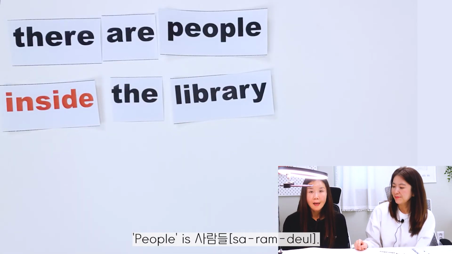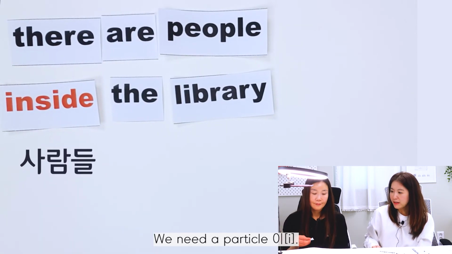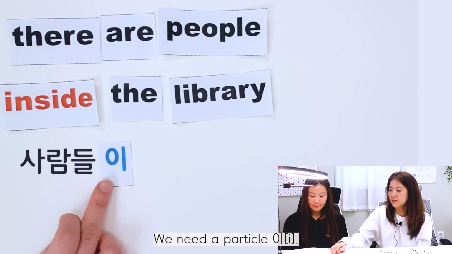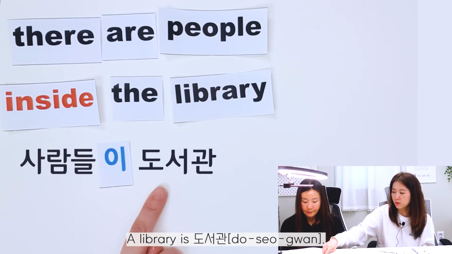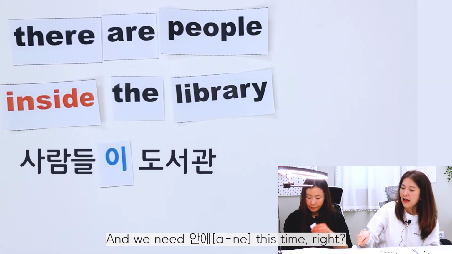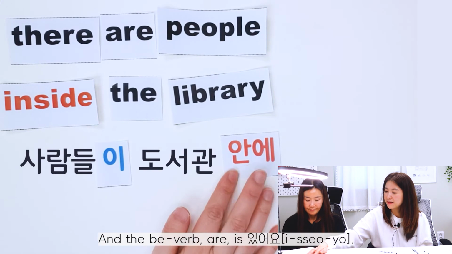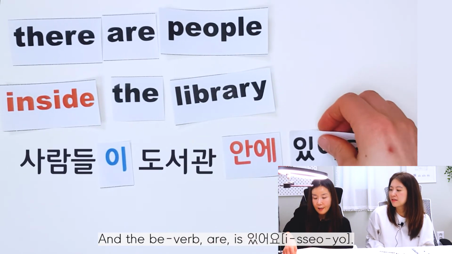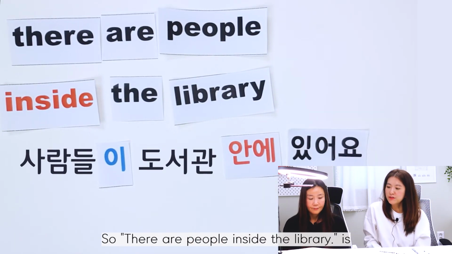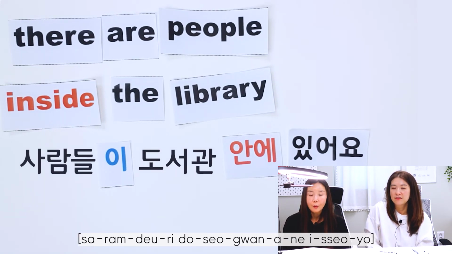People is 사람들. Particle 이. Library is 도서관. And we need 안에 this time, right? 안에. And be verb are is 있어요. So there are people inside the library is 사람들이 도서관 안에 있어요.